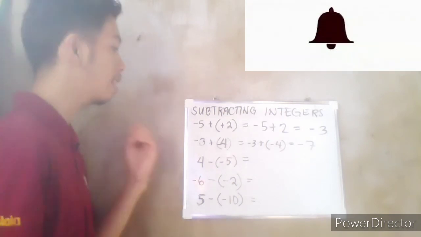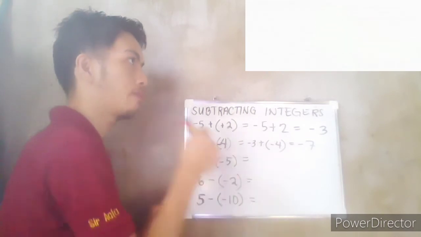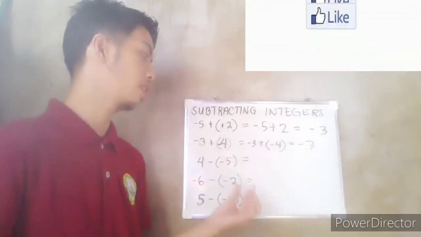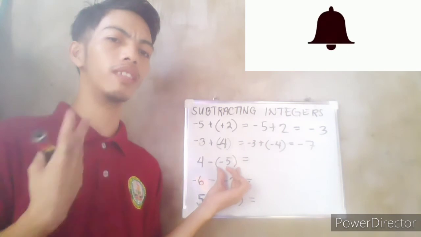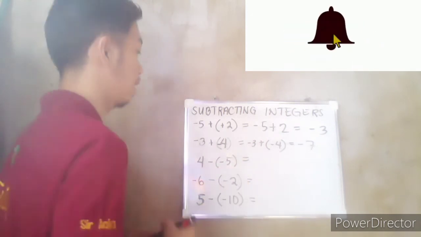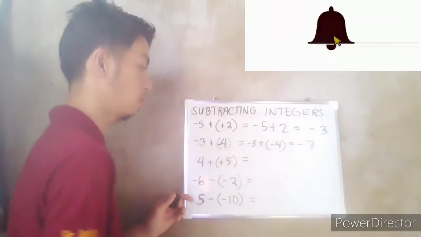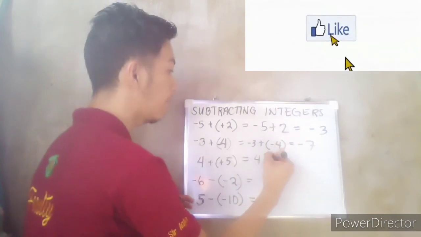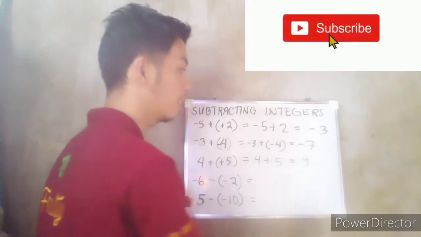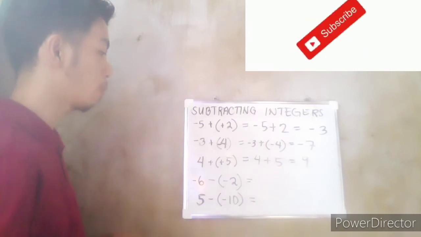Okay. Let's have this one. 4 minus negative 5. Anong sign ng subtrahend? Negative. Subtrahend natin negative 5. So, ang sign niya ay negative. Change the sign. Magiging positive. Proceed to addition. Okay? So, magiging 4 plus 5 siya. At ang 4 plus 5 is positive 9. Okay? Gets? Okay, let's have another one.